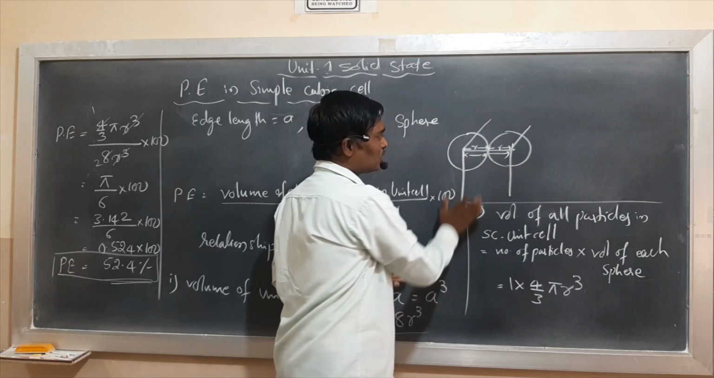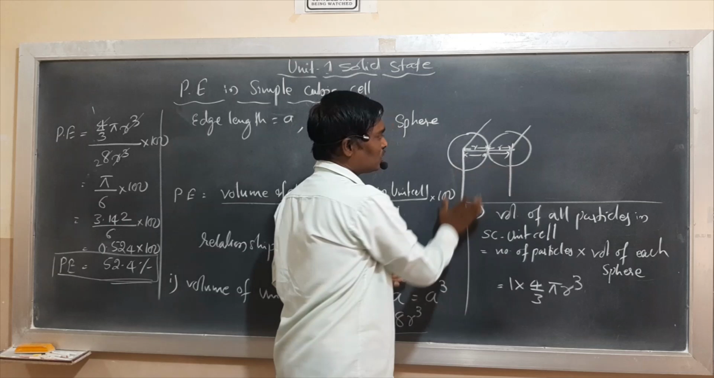Then derive the relationship between edge length and r. The relationship between edge length and r for simple cubic cell is a equal to 2r, or r equal to a by 2. Then calculate the volume of unit cell. First calculate the denominator term, volume of unit cell. For a cube, it is always a cube. So volume of unit cell is a cube for all types of packing efficiencies.